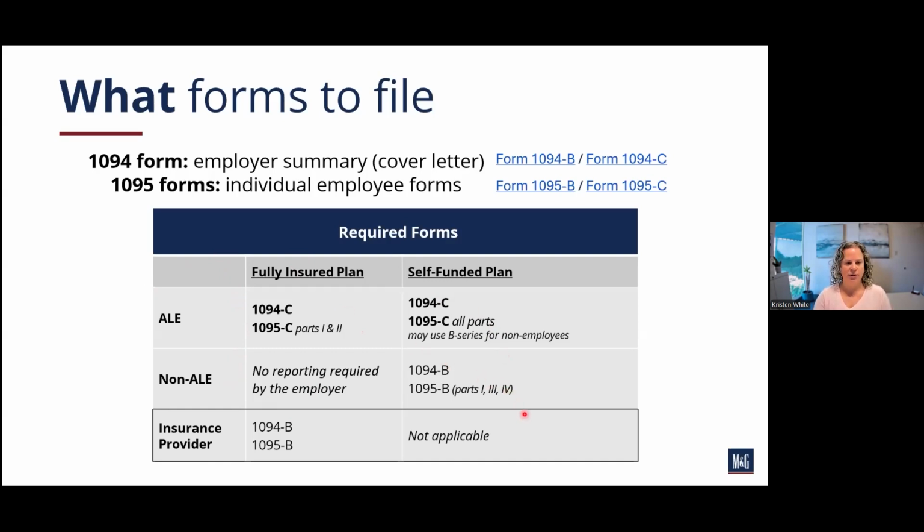Okay, jump over to our self-funded plans, and back at the bottom row for insurance provider. The carrier does not do any type of ACA reporting for self-funded plans. So we're on our own, but we can do this. Going up a little here, for our smaller employer, if you're self-funded, you are required to do forms. Again, it's the simplified version, but there's still reporting that's required. But if you're an ALE and self-funded, you're doing those C series forms in all parts of that. Okay, that was a doozy. So that was the what.